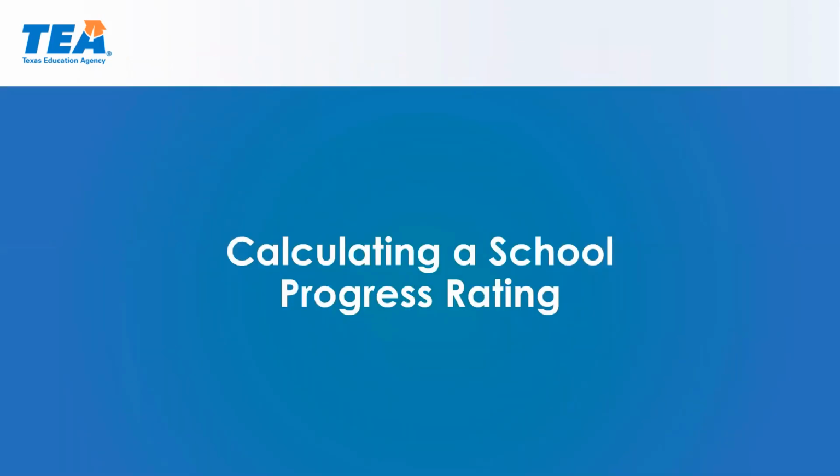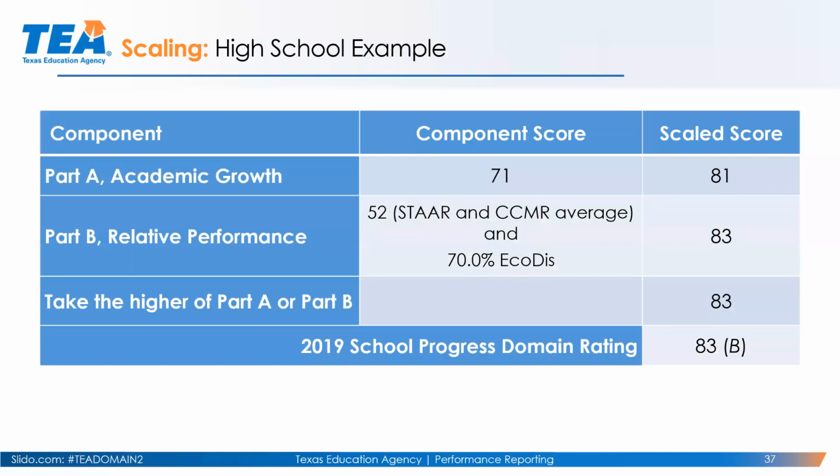So how do we calculate the overall school progress rating? So remember that we take the higher of Part A or Part B and apply it to the overall rating for the school progress domain. So let's go back to our previous examples. For Part A, academic growth, we had a component score of 71, and that gets scaled. And in this example, it's scaled to an 81 for a high school.